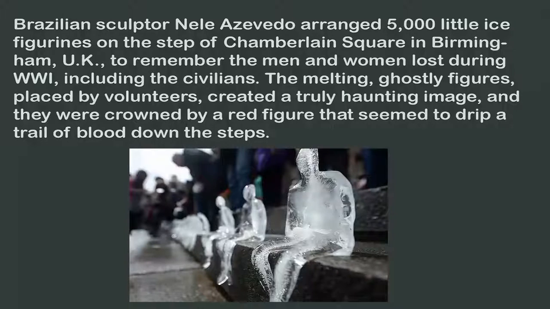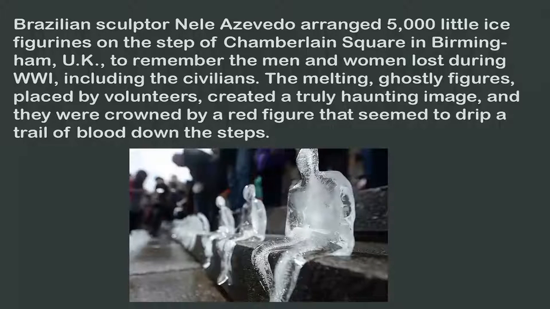We have already seen in one of our previous lectures this mind-blowing work by the Brazilian sculptor Nele Azevedo, who arranged 5,000 little ice figurines on the steps of Chamberlain Square in Birmingham, UK, to remember the men and women lost during World War I, including the civilians. And what happened later, if you remember, is that all these melting, ghostly figures placed by volunteers created a truly haunting image, and they were crowned by a red figure that seemed to drip a trail of blood down the steps.